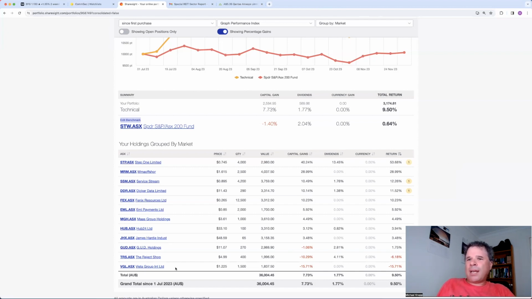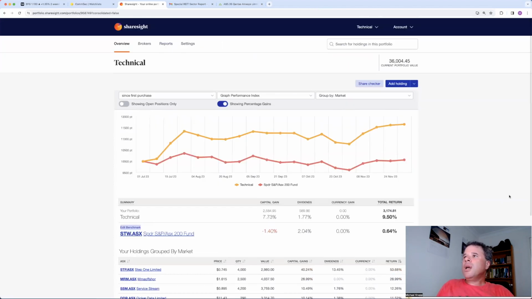And I can't rule out also Reject Shop. I've got a nice dividend there, but the capital gain is down 10.3%, which is my sell price. Share price down 10%, sell, not including dividends. Anyway, so I can't be disappointed with how I'm performing in this portfolio.